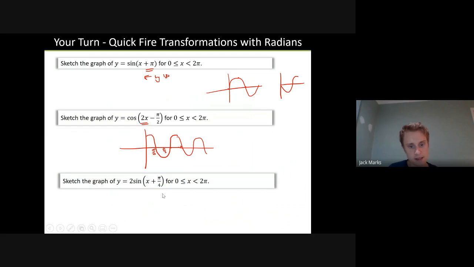And this one here, again, is sort of the same thing. So stretching it, so instead of 1 to minus 1, it would be 2 to minus 2, and to the left by 45 degrees.